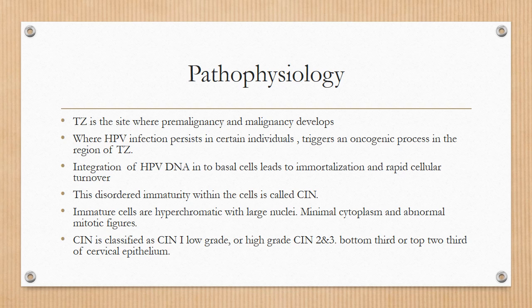These features are very important. Hyperchromatic large nuclei, because they have to be stained with acetic acid producing acetowhite areas, minimal cytoplasm, and abnormal mitotic figures. CIN, cervical intraepithelial neoplasia, is classified as CIN1 or low grade, or high grade CIN2 and 3, depending on whether the bottom third or the top two-thirds of the cervical epithelium is involved: bottom third in CIN1 or low grade, and top two-thirds in CIN2 and 3.